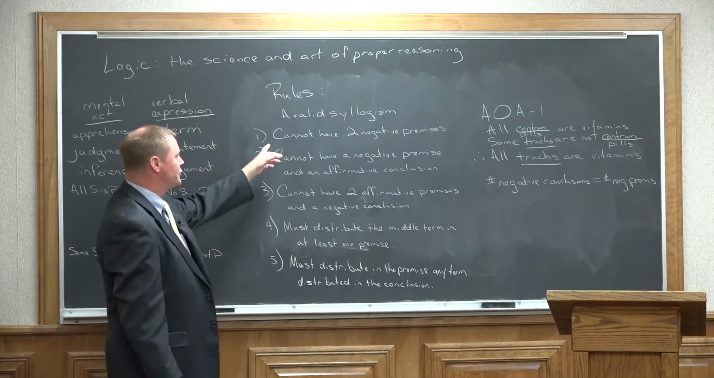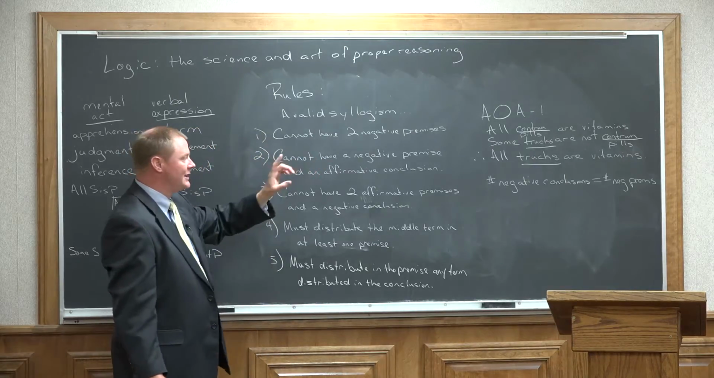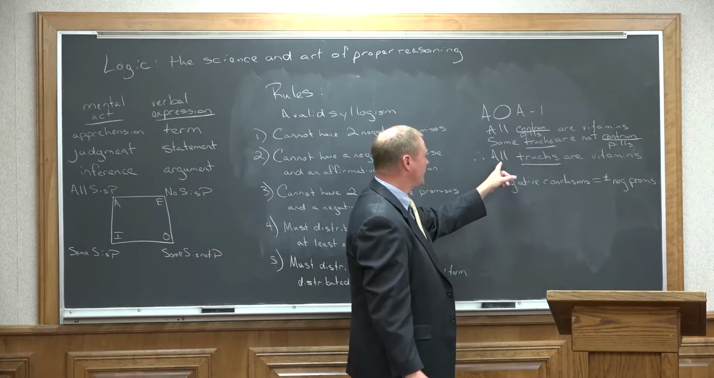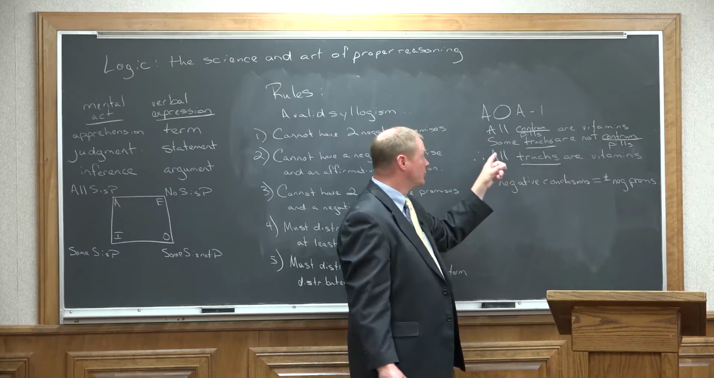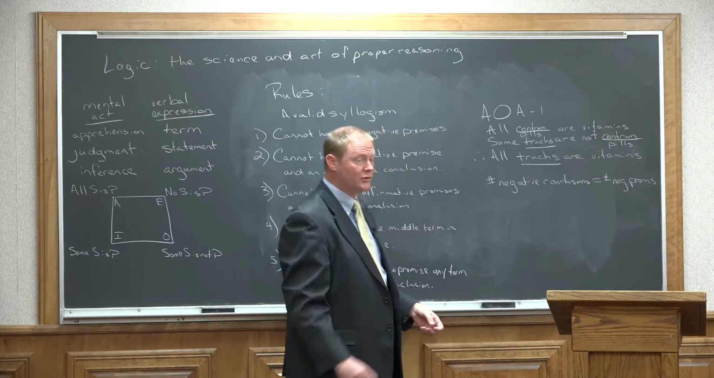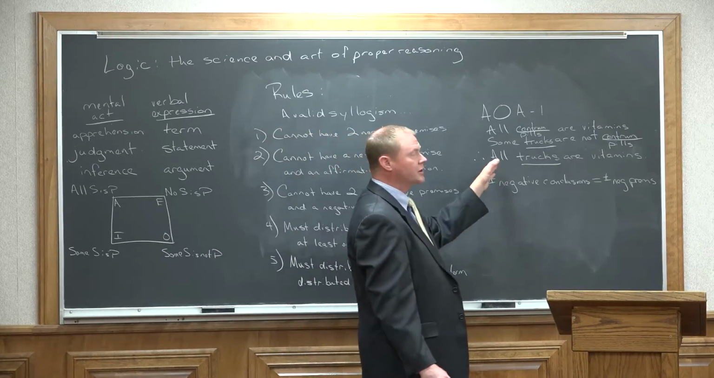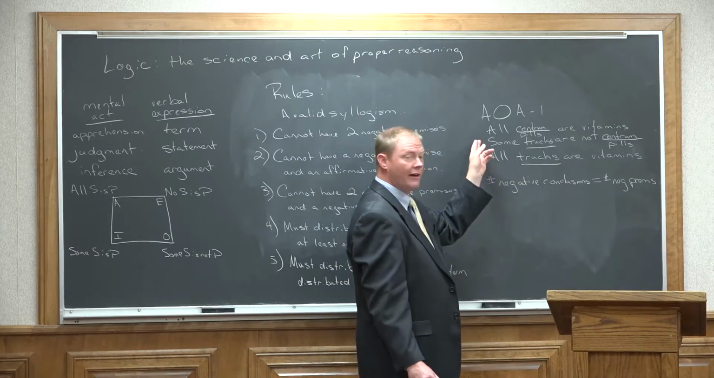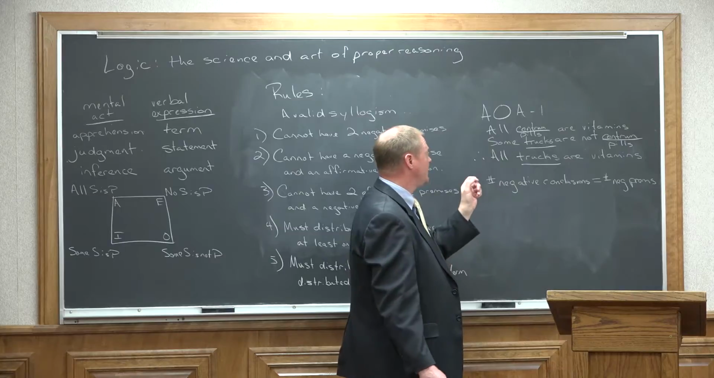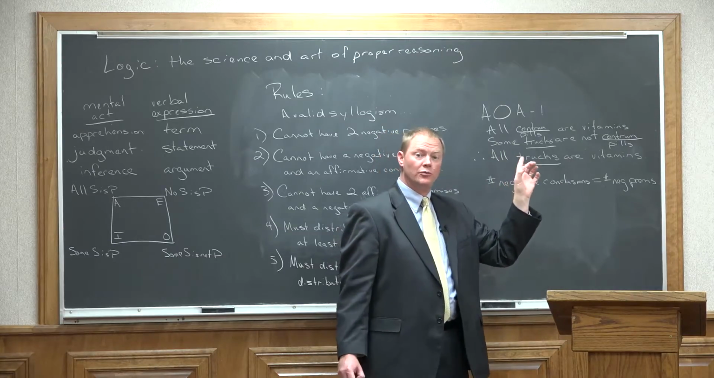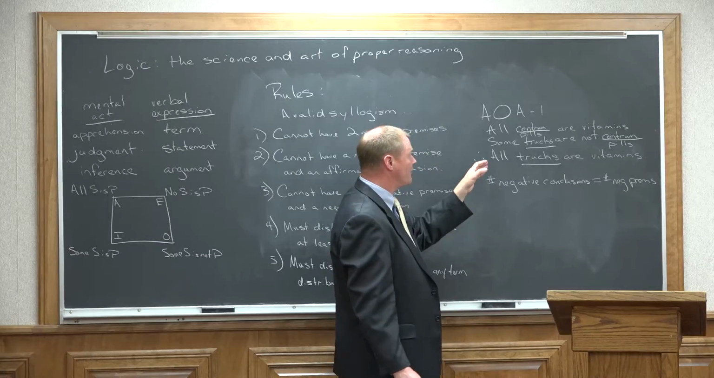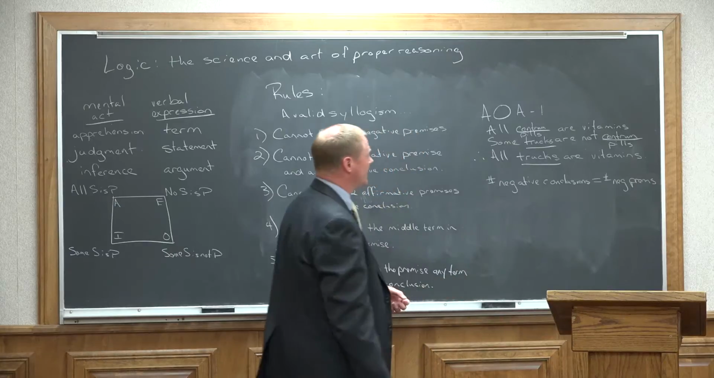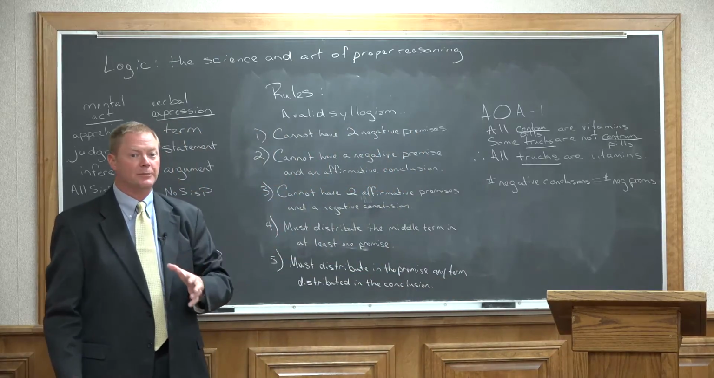So no two negative premises. If you have a negative conclusion, then you have to have a negative premise. But if you have an affirmative conclusion, like you do right here, then you cannot have a negative premise. So the best way to test is: is the conclusion negative or affirmative? If it's negative, then you have to have one negative premise. If it is negative, you cannot have more than one negative premise. If it is affirmative, then both of your premises must be affirmative. So the number of negative conclusions has to match the number of negative premises.